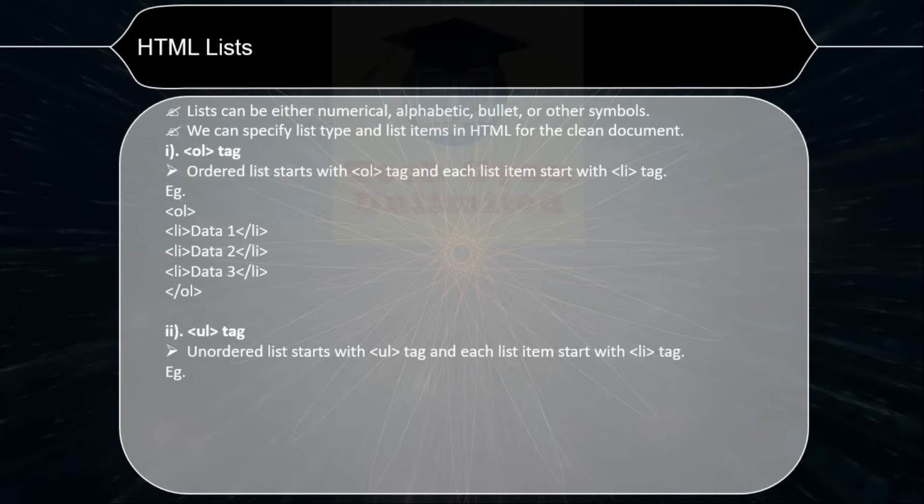You can see the example. Inside OL there are different lists, which is ordered list, and by default it will come with 1, 2, 3 in serial number in numerical order. And another type of list is unordered list, that is UL tag. Unordered list starts with UL tag and each item starts with LI tag. You can see the example of unordered list too.